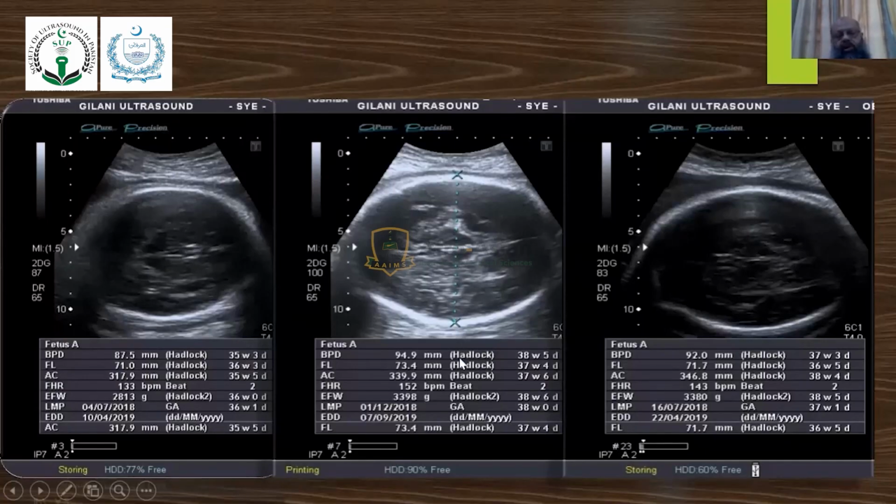We usually use the outer-to-inner method for measurement of BPD, and for this measurement protocol, we need to take one outer and one inner edge. One is the outer side of one parietal bone, and for the other parietal bone we take the inside. It depends on which one is clearer to you. You can take the outer of this one and the inner of this one if it is clear.